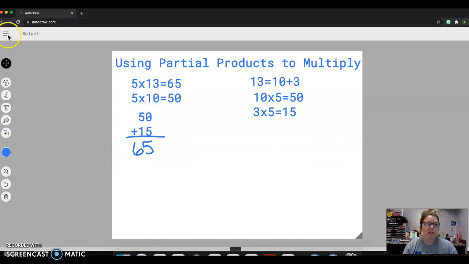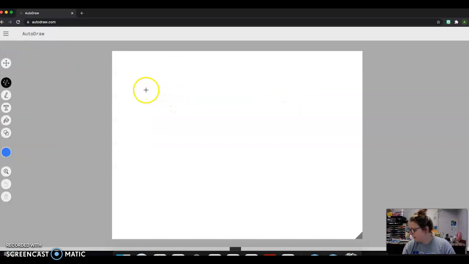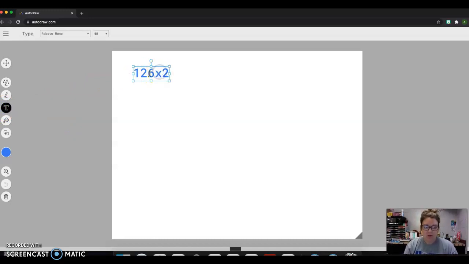Okay, let's do another one. Let's do one that's a little bit larger. Let's do 126 times 2. Okay, so again, we could estimate to kind of get an idea of where we're going. So we want to round 126 to the nearest 100, which would be 100, times 2, and we know that would be 200.